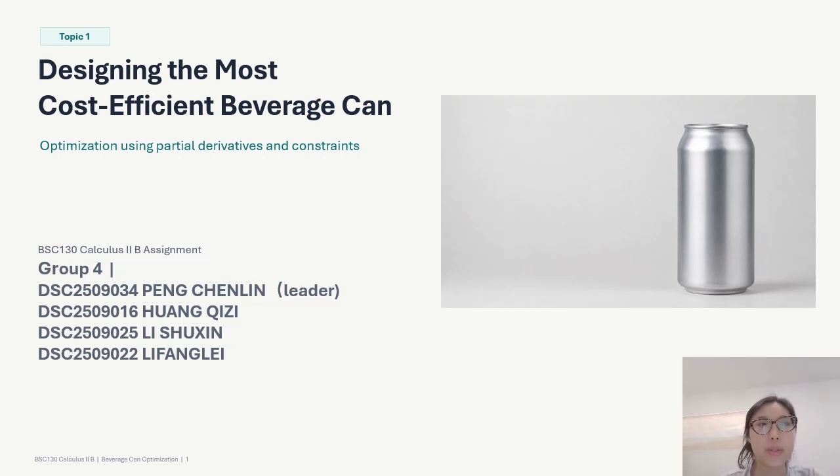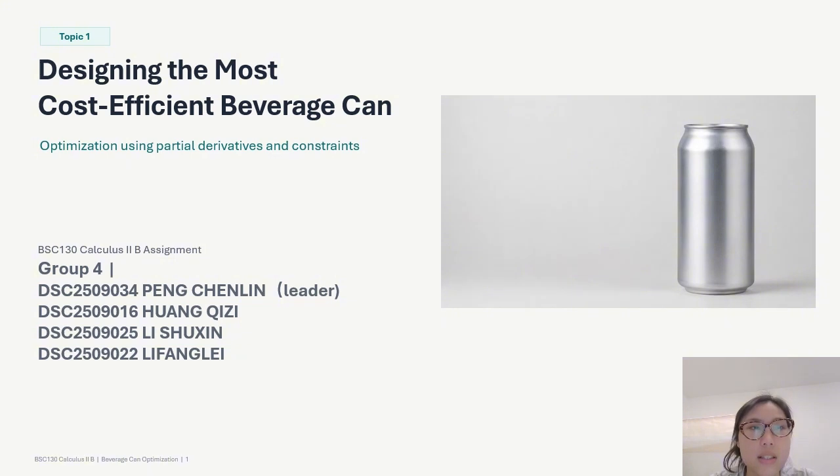Today, our group is going to present the topic, Designing the Most Cost-Efficient Beverage Can. Our group members are PENG CHENLIN, HUANG QIZI, SHUXIN, and FANGLEI. In this presentation, each member will be responsible for one part of the project.